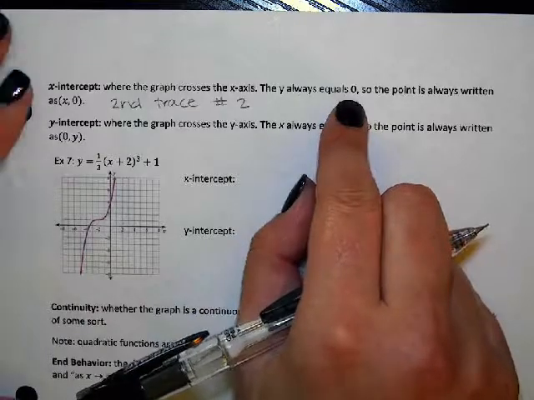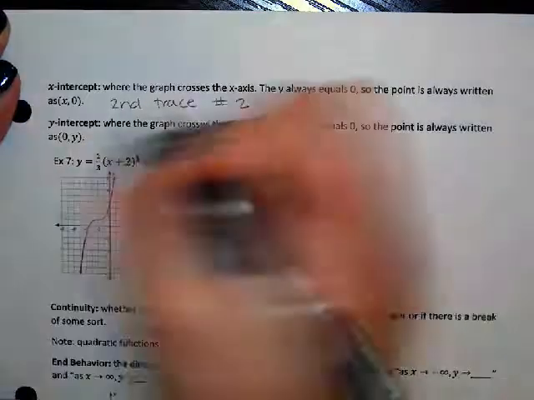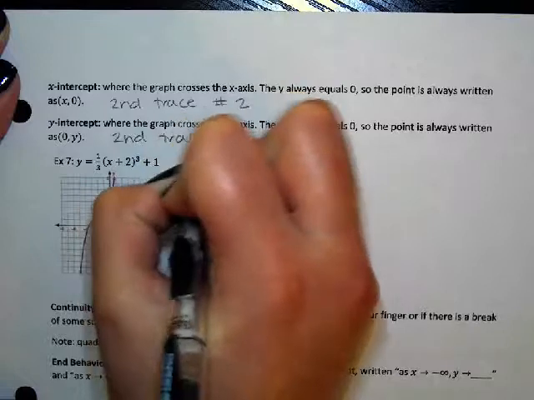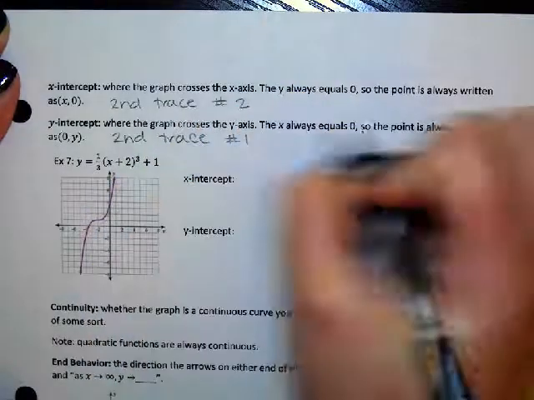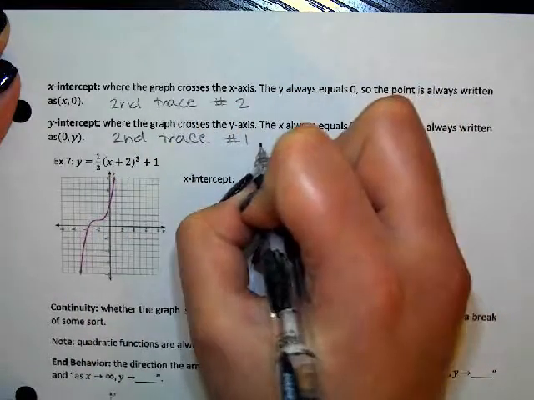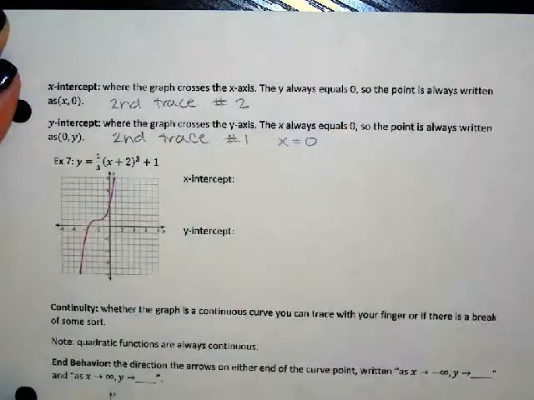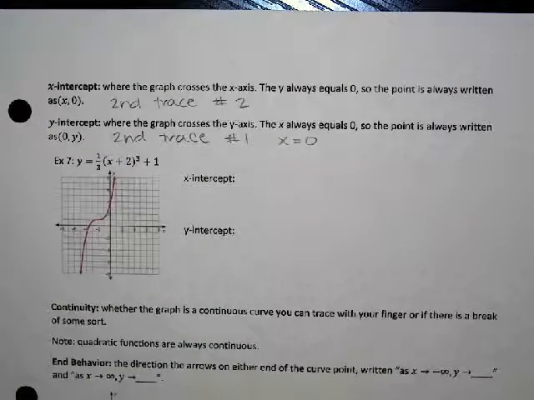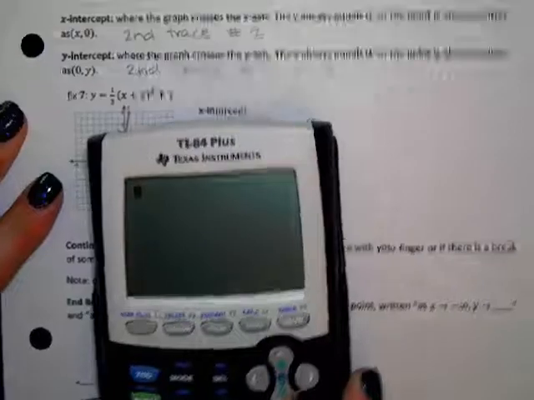For the y-intercept, we're going to do second trace, option number 1, and we're going to set the x-coordinate equal to 0. So that's the way that we do this in a calculator. I'm going to go ahead and get my calculator out and do that now. If you have a calculator at home, I would like you to do that with me. So, sorry, pause. Okay, let me go ahead and type this in. I'm going to actually show you guys something here.